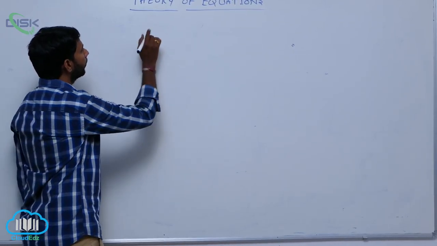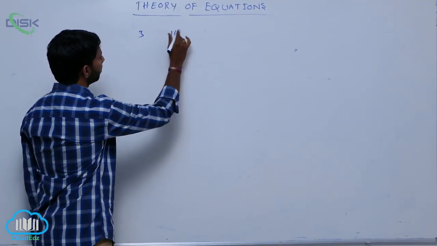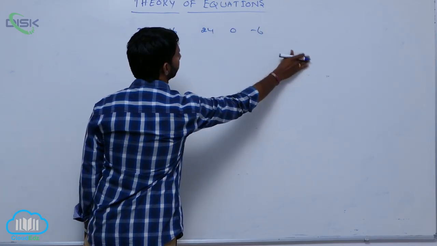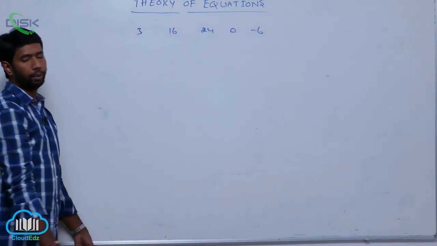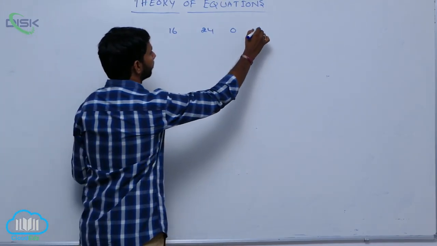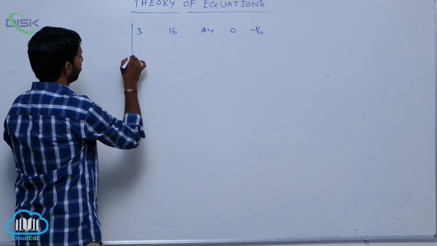Write the coefficients of the equation: 3, 16, 24, 0, minus 16. Dividing with minus 2.